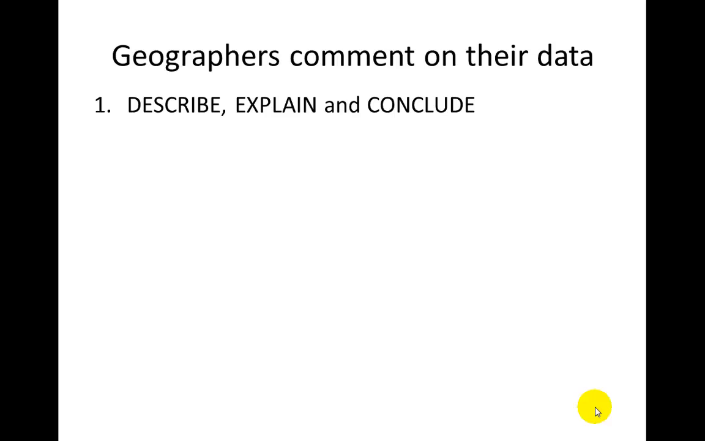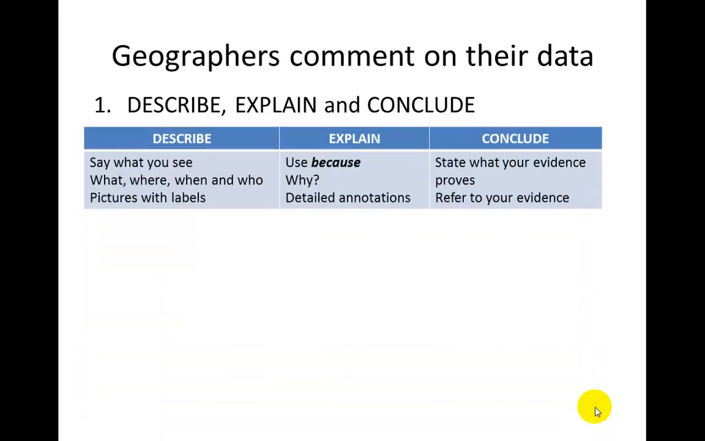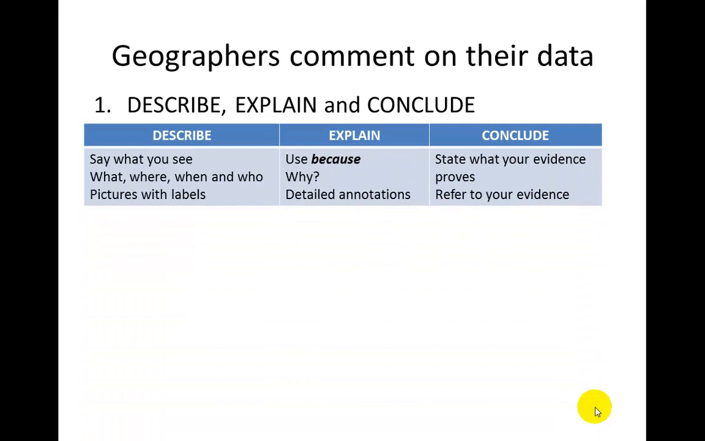Very simply, if you only describe, this is a level 3 piece of work. Describing and explaining is a level 4 or 5 piece of work, and in order to get a level 5 you will need to conclude. This is what these words mean.